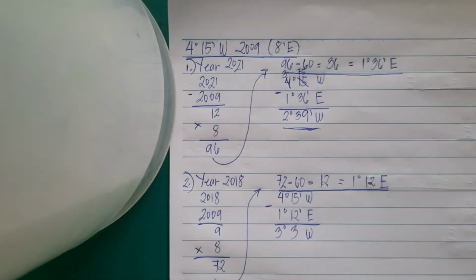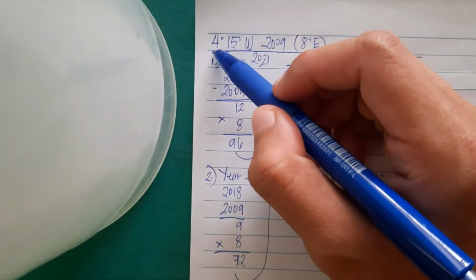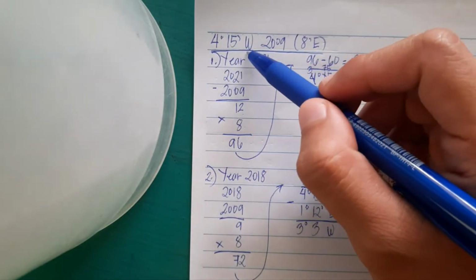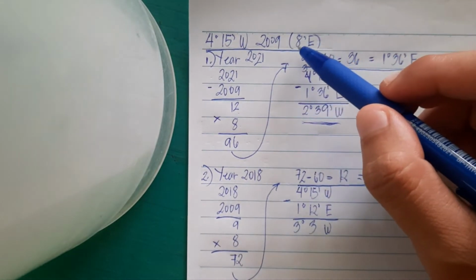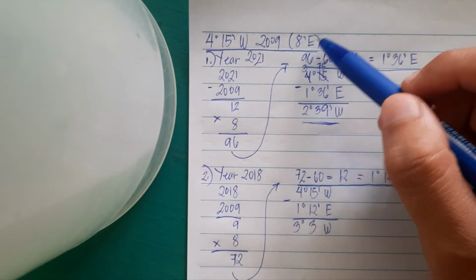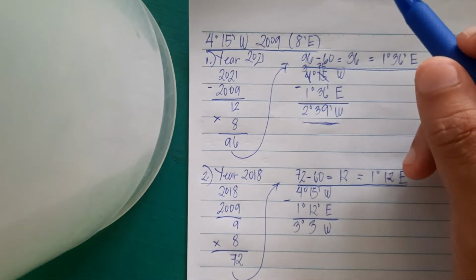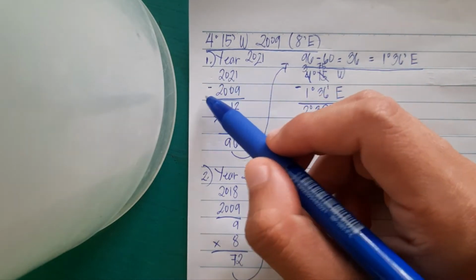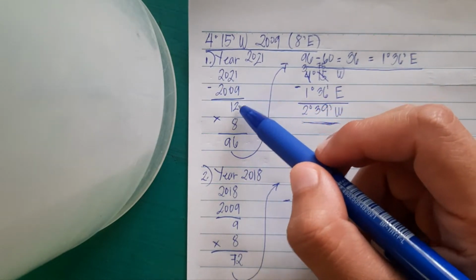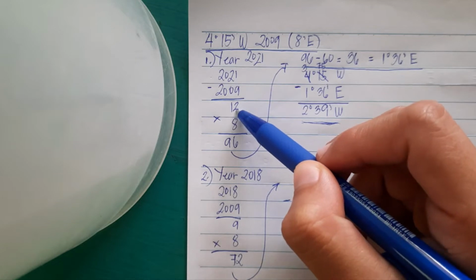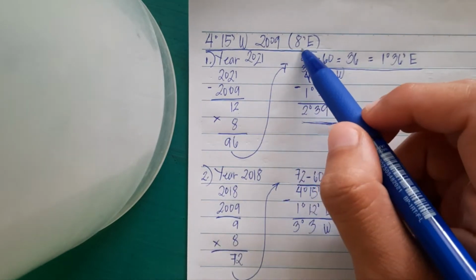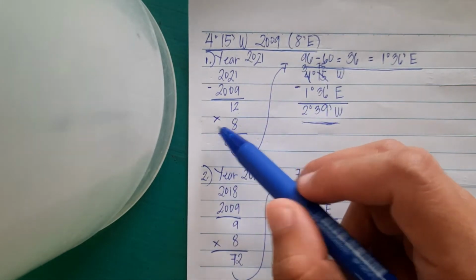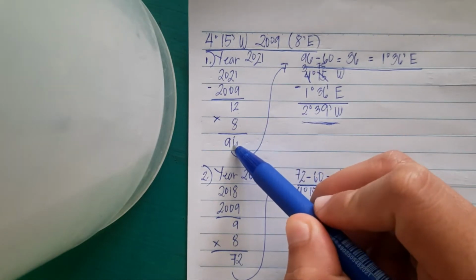So the first given is 4 degrees and 50 minutes west 2009, and the annual is 8 minutes east. So the first thing to do is get the difference of the year. 2021 minus 2009, that's 12. The next step is multiply it by the annual, which is 8. 12 times 8 is 96.